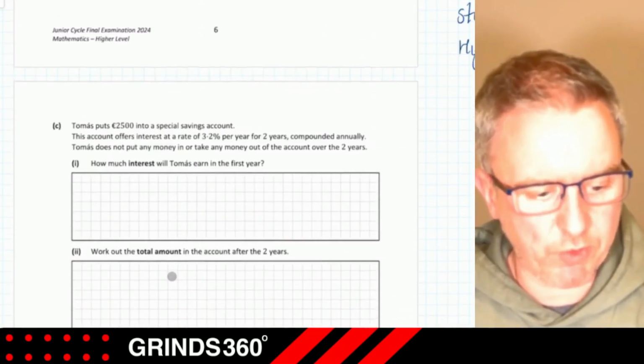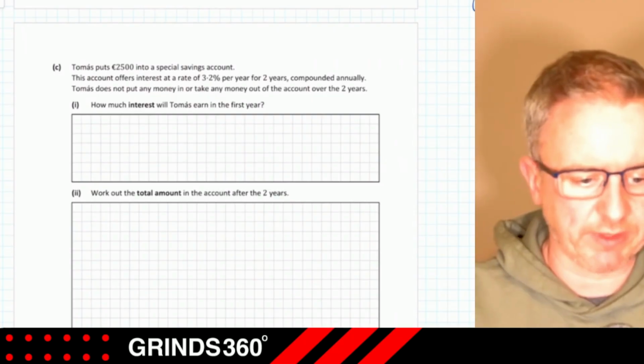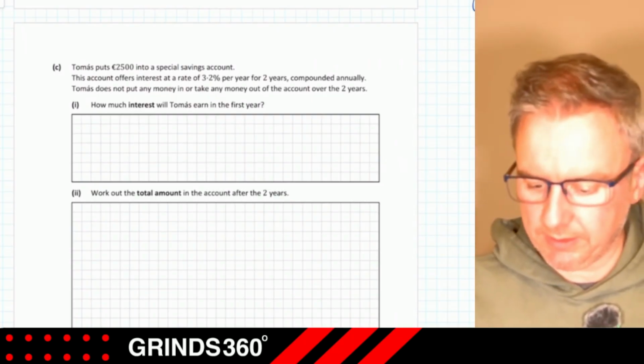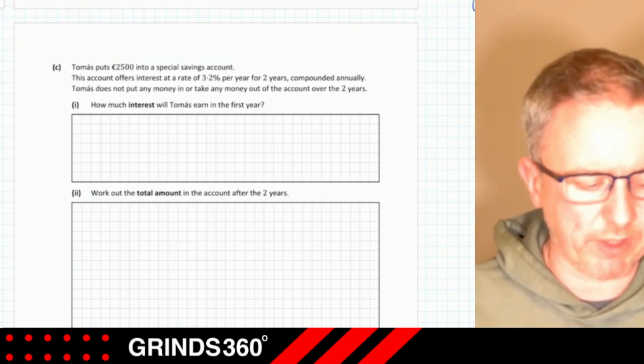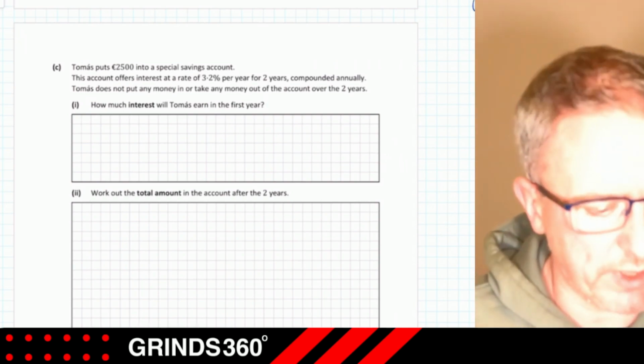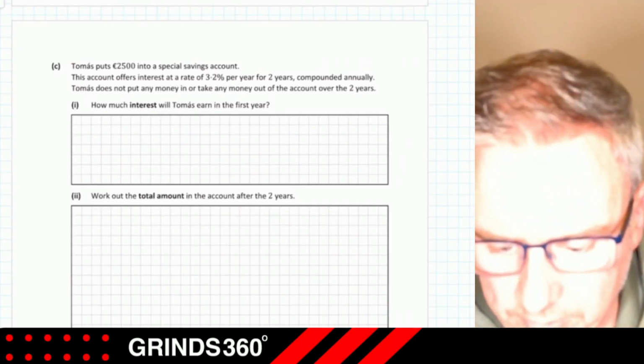And then they moved in to have a nice little financial question at the very end of it. So they're asking you about the interest that's going to be earned, and then they're going to look at the total amount that's going to be in an account after 2 years. So if we take a quick read down through this, and I'll keep an eye, there's a few more questions coming in there, and I'll go through them.